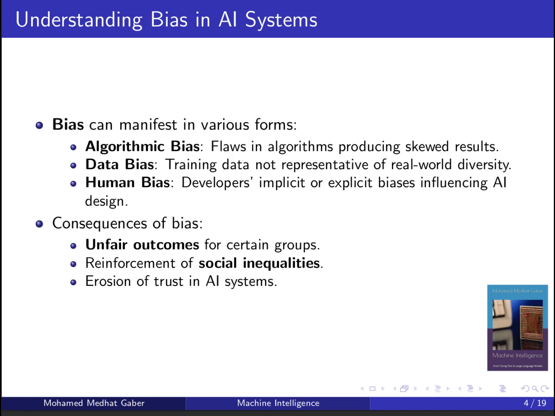Understanding the various forms of bias is the first step toward mitigation. It requires a comprehensive approach that addresses algorithmic design, data collection, and the human factors involved in AI development. By acknowledging and dissecting these biases, we can work towards fairer AI systems that serve all members of society equitably.